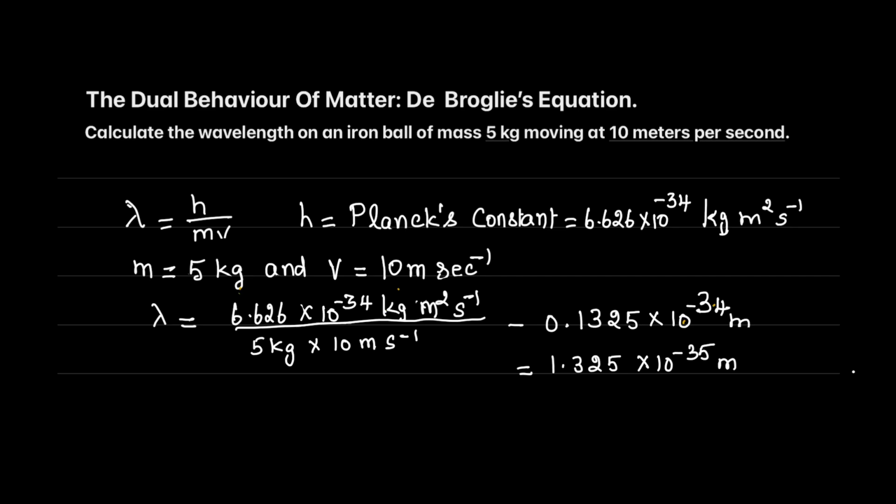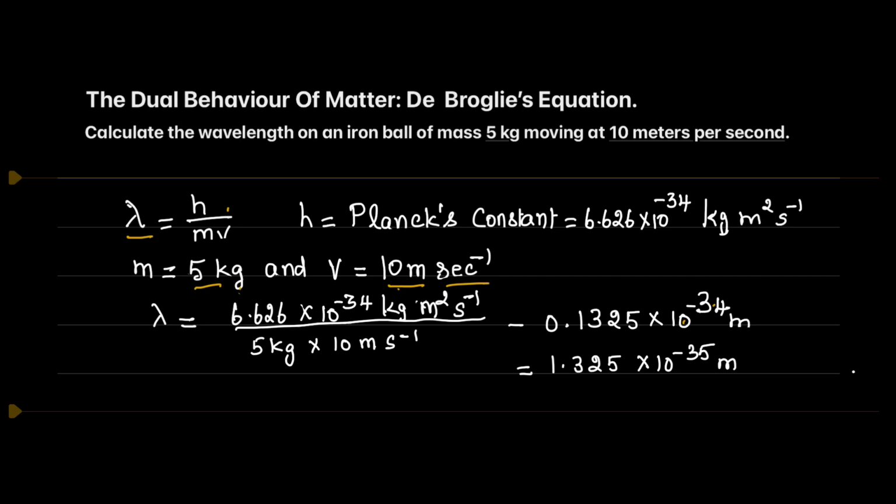Let us work out this problem to study the concept and to understand it better. The problem is, calculate the wavelength of an iron ball of mass 5 kilograms moving at 10 meters per second. The mass of the object is m, 5 kilograms, and v, the velocity, is 10 meters per second. De Broglie's equation is lambda, the wavelength, is equal to h, the Planck's constant, divided by mv, where m is the mass and v is the velocity.